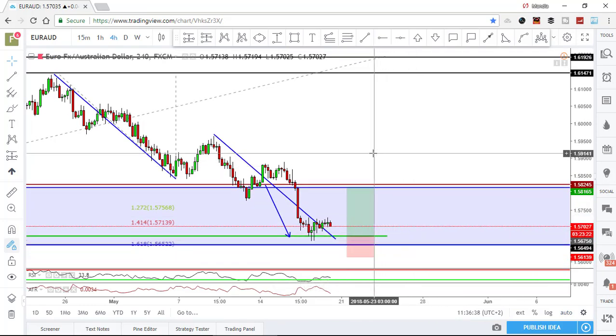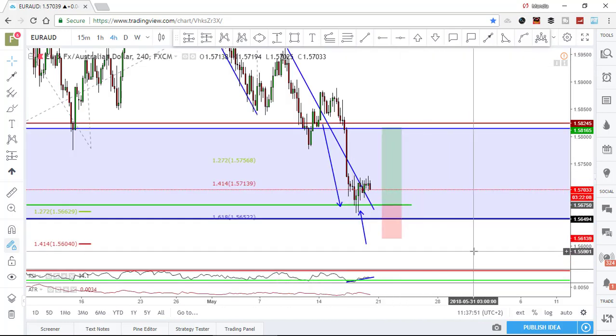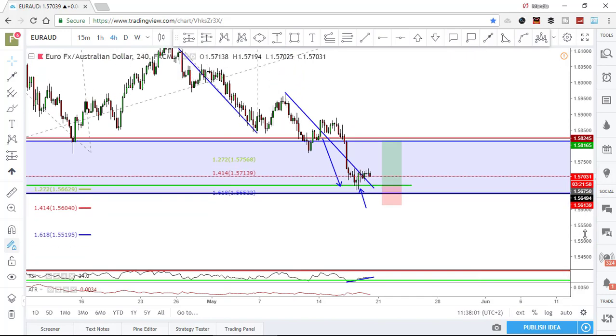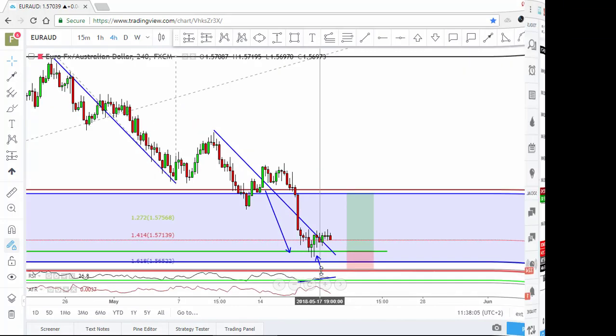So Euro Aussie is setting up. We just have to be patient and look for our setup to be met. If we don't have our setup met, then we are not entering into this trade. No matter how good this risk to reward is, we just have to be disciplined as traders.